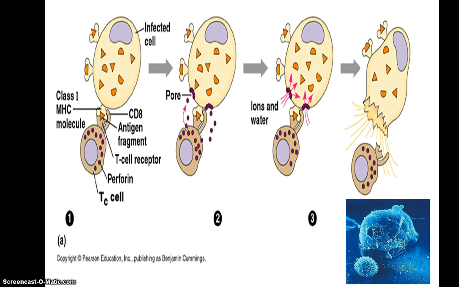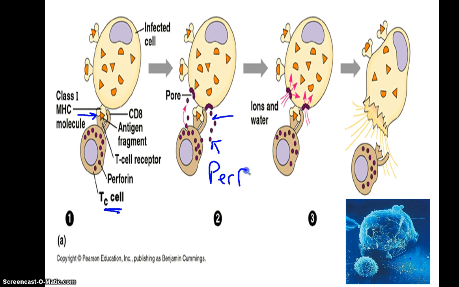So again, here's our cytotoxic T cell. Here's another kind of diagram. And what it will do is it will look for that antigen fragment. It goes and looks for the search image. And when it finds an infected cell that's displaying that fragment, it latches on. It literally grabs hold of it here, and it releases a molecule called perforin.